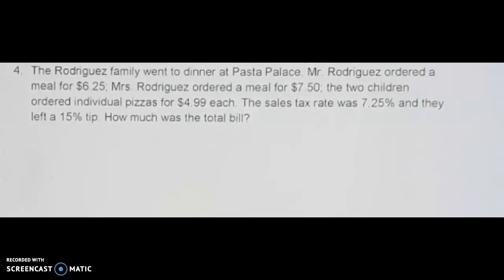In example 4, the Rodriguez family went to dinner at Pasta Palace. Mr. Rodriguez ordered the meal for $6.25, and Mrs. Rodriguez ordered the meal for $7.50. The two children ordered individual pizzas for $4.99 each. The sales tax rate is 7.25%, and they left a 15% tip. So how much was the total bill?